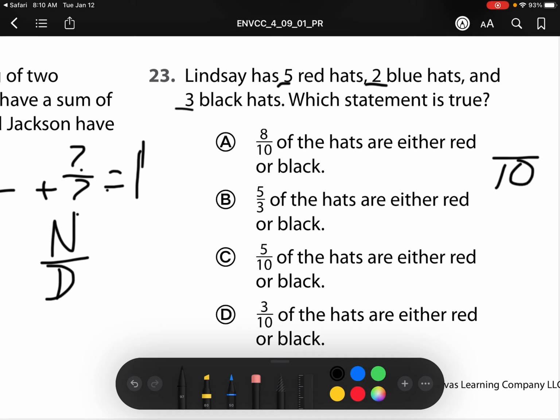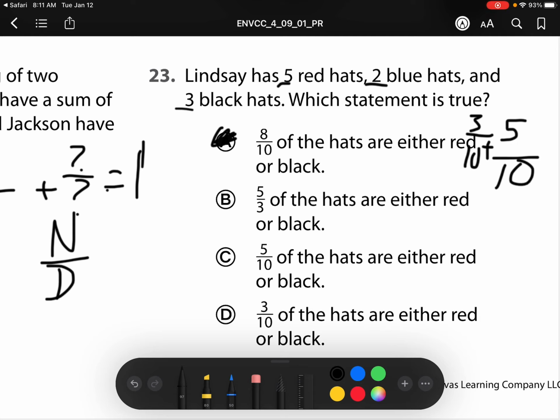So 5/10 of the hats are red or black. Well, red's 5, black is 3, or 8/10 of the hats are red or black. So if we add those together, we would get 8/10. So it looks like our answer is going to be A, but let's just check the others.